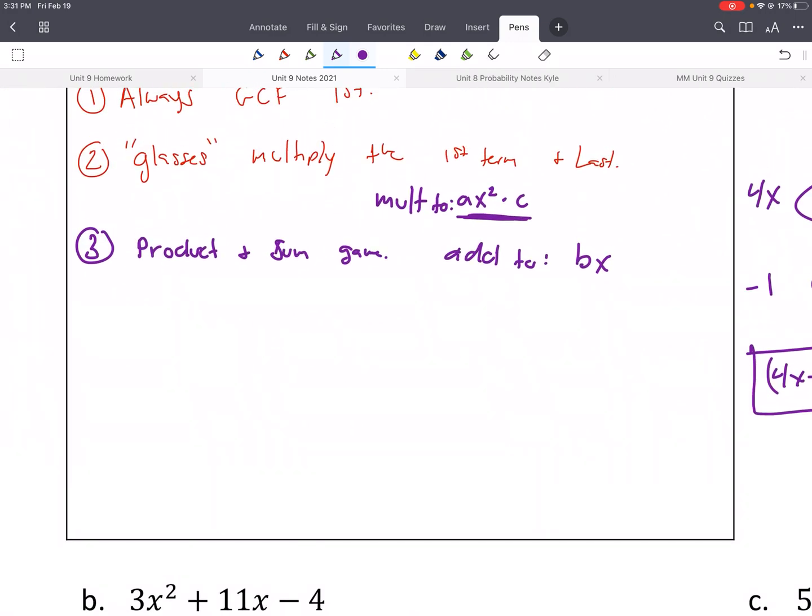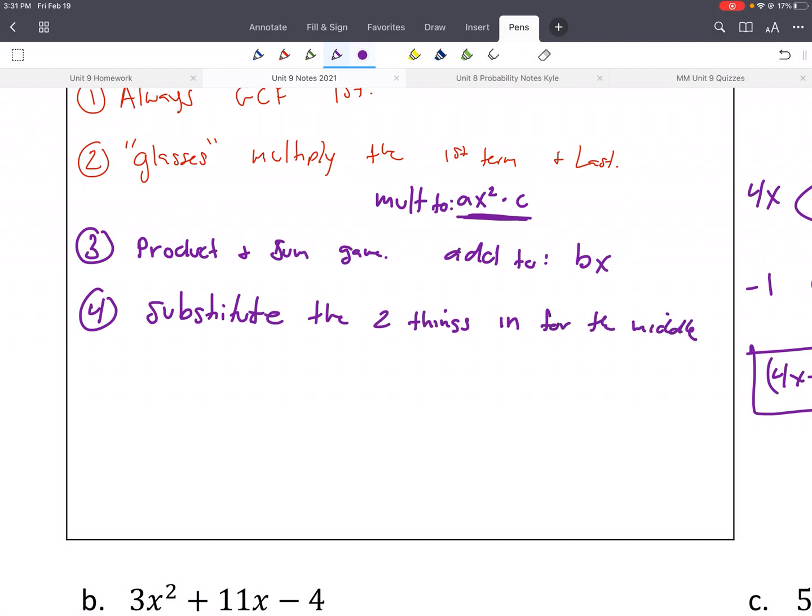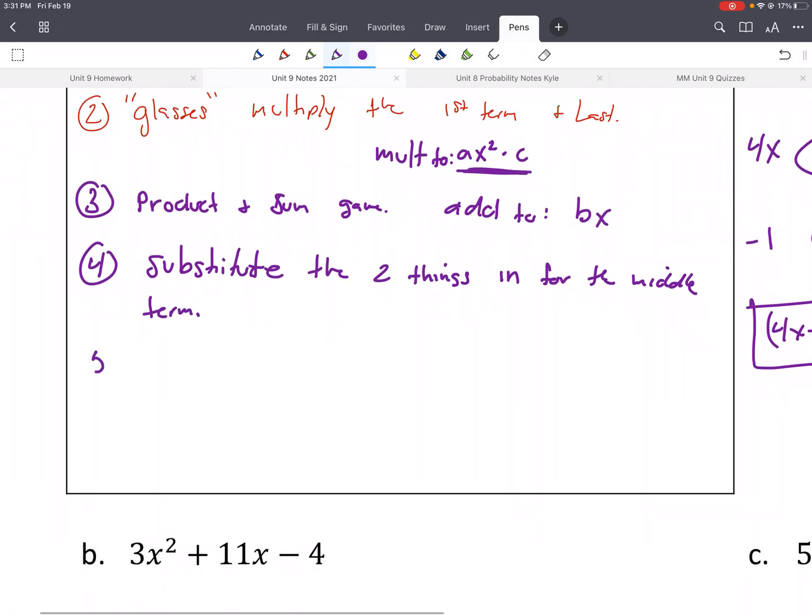And then once we find those two things, we'll substitute the two numbers, or two things, in for the middle term. Okay, and then we would do grouping.